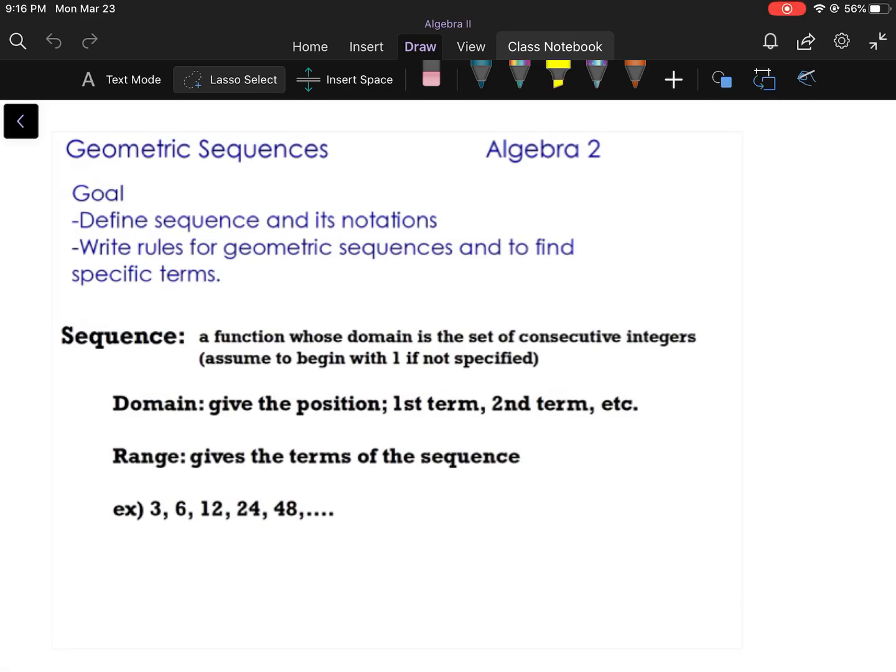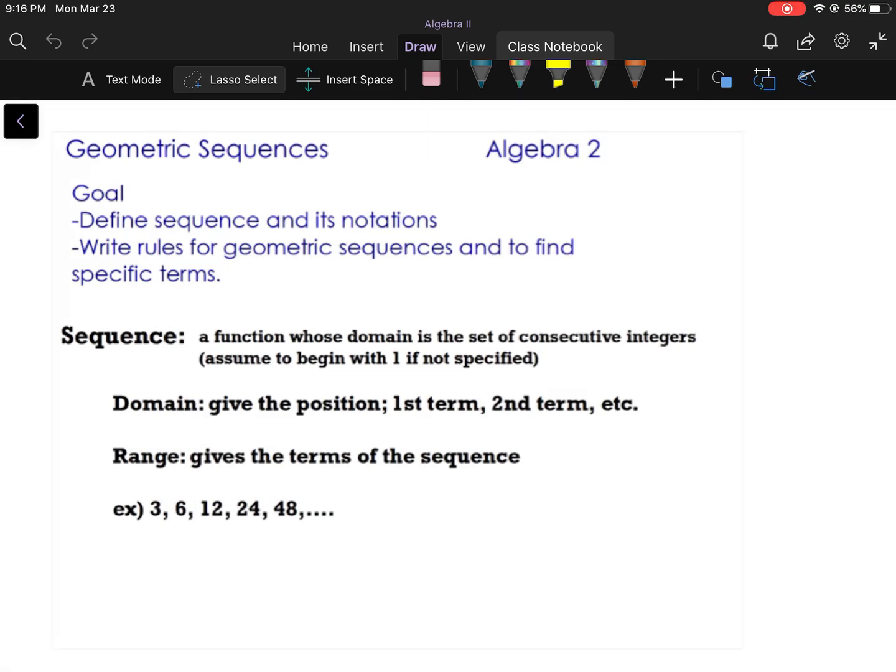Sequences and series, okay? Sequences are not really something new to you. You just might not have called them sequences. At some point, you have all had the question of, hey, here are some numbers. What's the pattern? Can you figure out the next number or the next couple of numbers? I know they do it in geometry a little bit. They just don't call it a sequence.